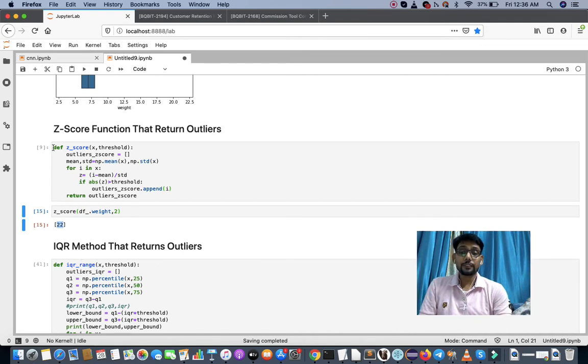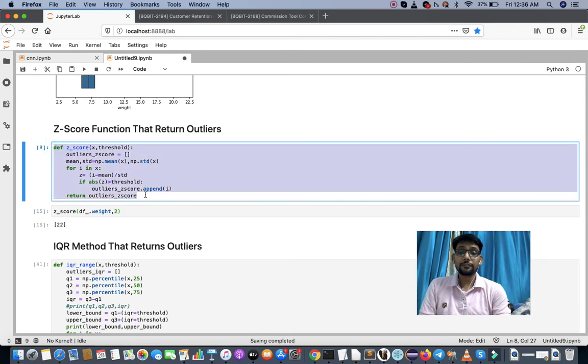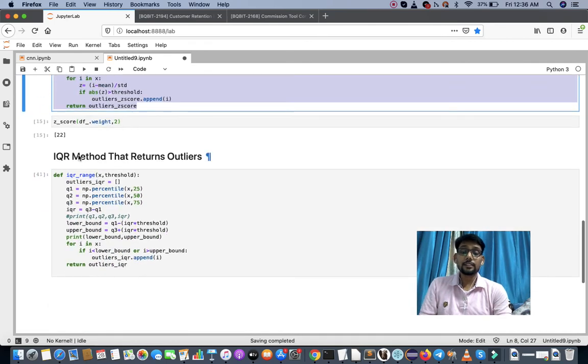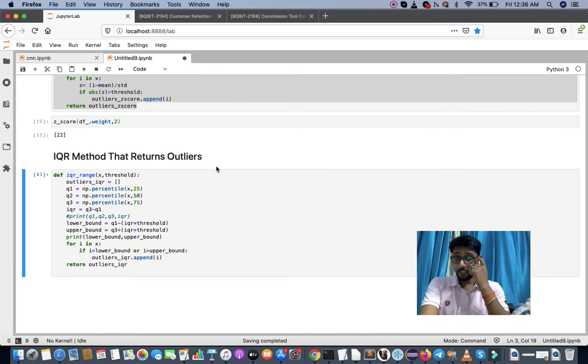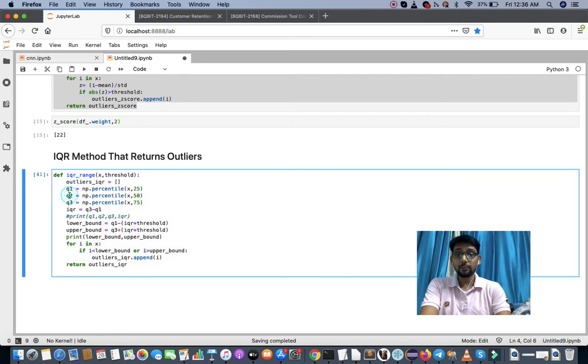So now we have completed the Z score. Let's discuss the IQR method, the interquartile method, again. In our interquartile method, I have told you that we have to find Q1, Q2 and Q3. Q1 is the 25 percentile value, Q2 is the 50 percentile value, and Q3 is the 75 percentile value, and IQR is equal to Q3 minus Q1, right?